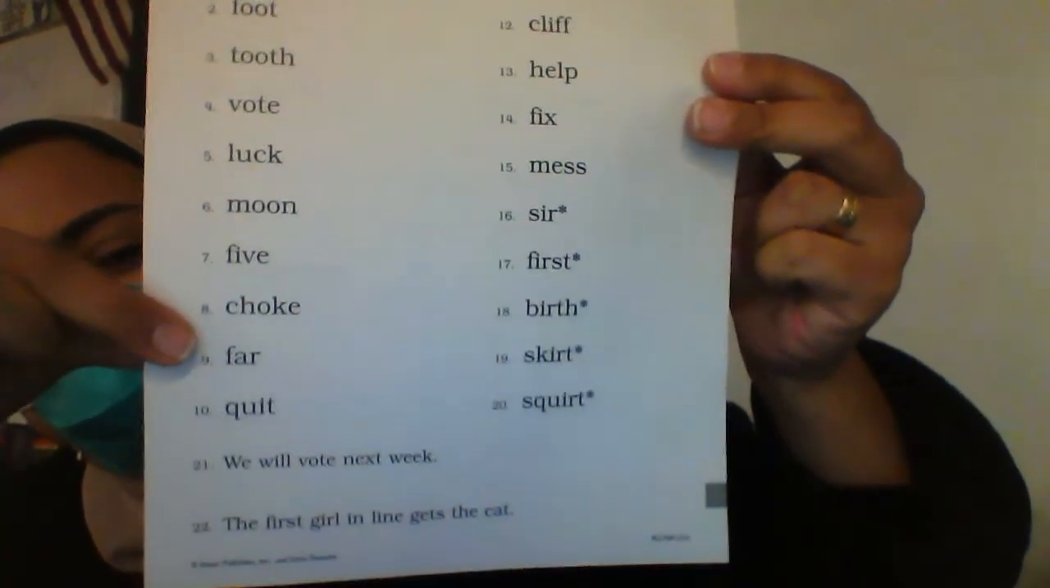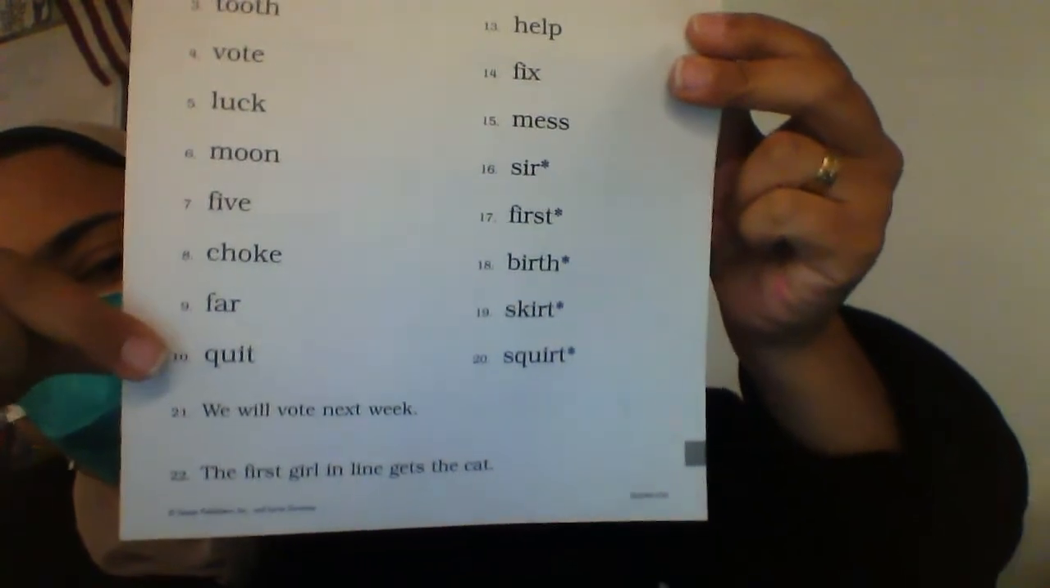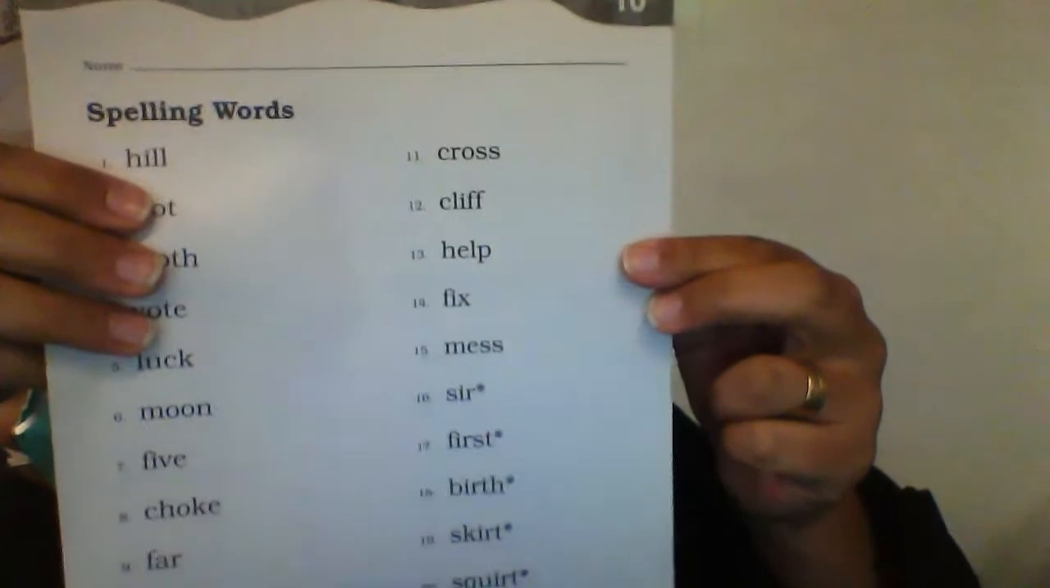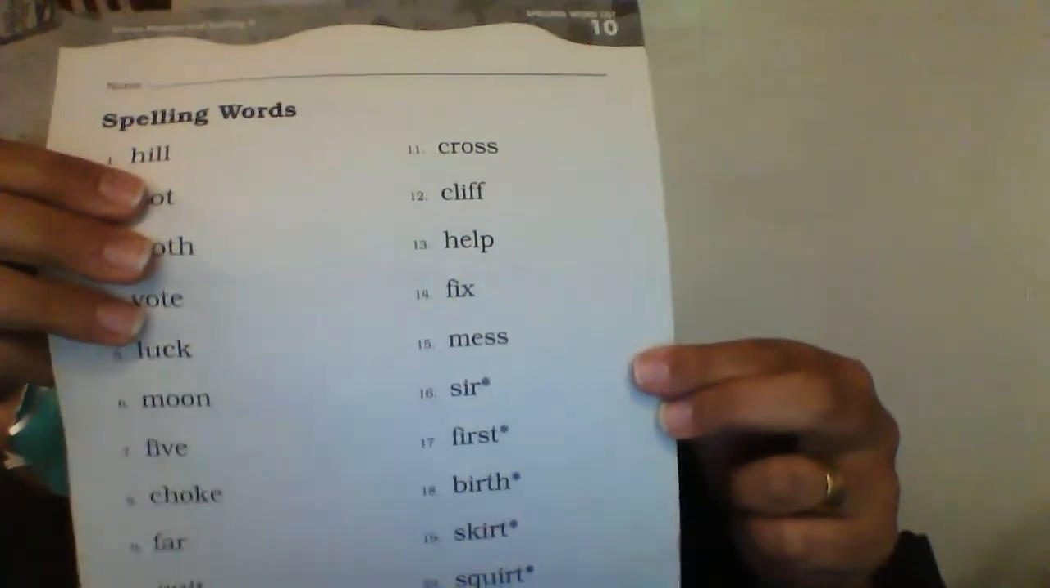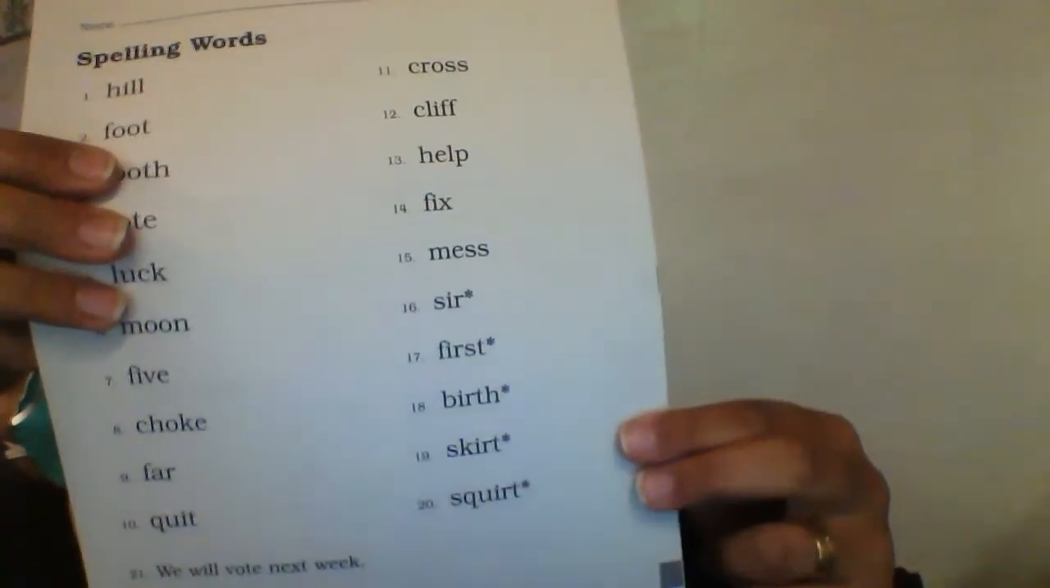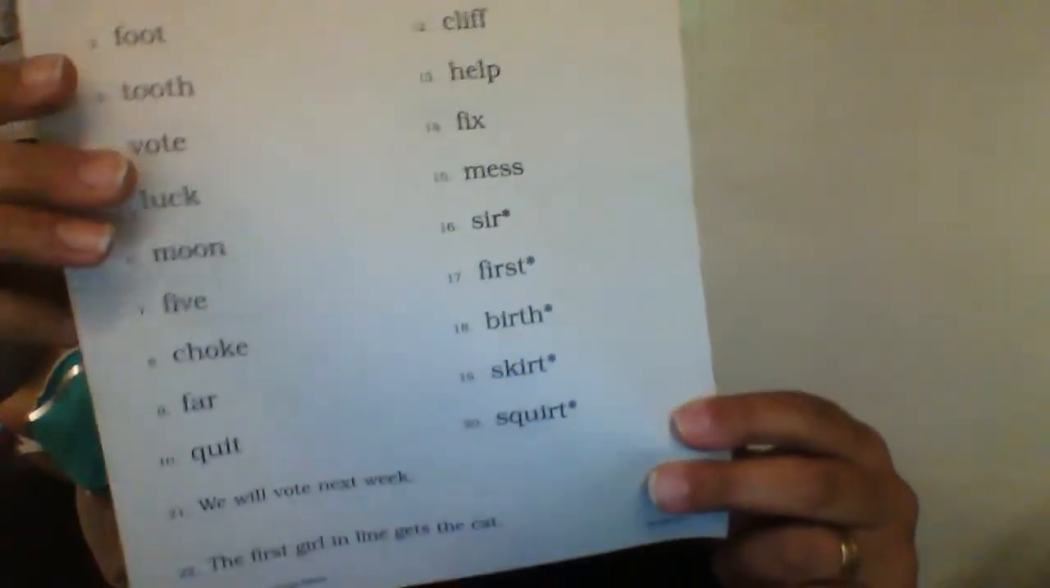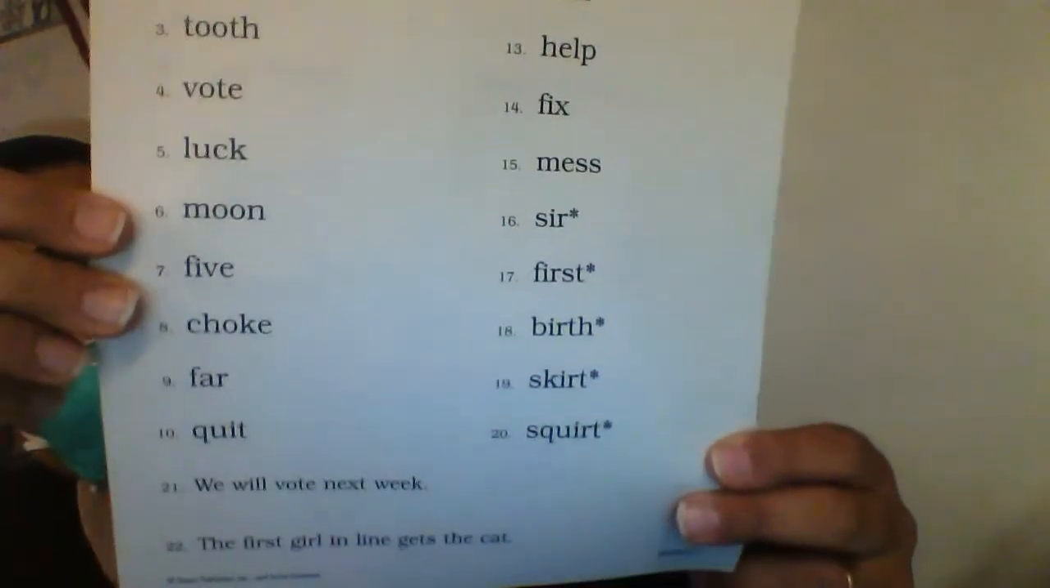Choke. Far. Quit. Keep going. Cross. Cliff. Help. Fix. Mess. Sir. First. Birth. Skirt. Squirt. Okay, let's all have those sounds. I guess that's what we're going over this week, right? That's why they have stars next to them.